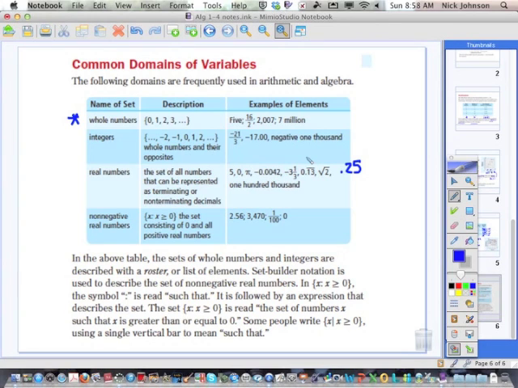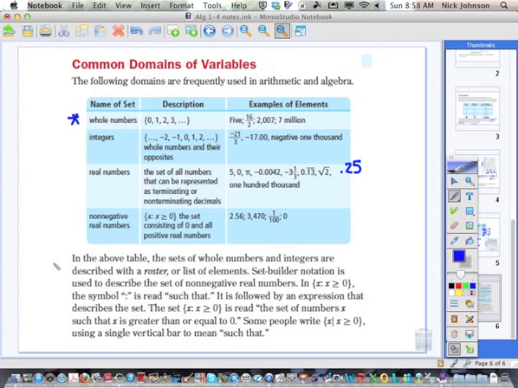Non-negative real numbers. Okay? This is what we call set builder notation. It's the set of x such that x is greater than or equal to 0. Is the set consisting of 0 and all positive real numbers. Okay, so that's how we say non-negative real numbers. Because there's going to be certain times in our real world situations where we're just going to be using the positive real numbers.